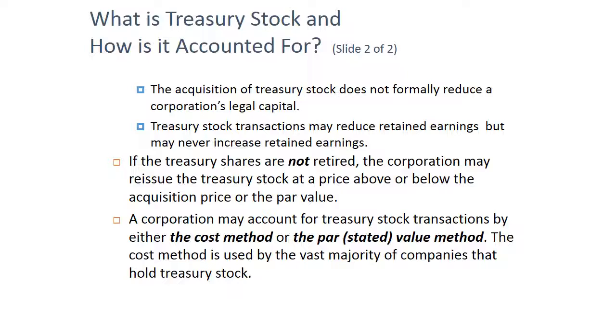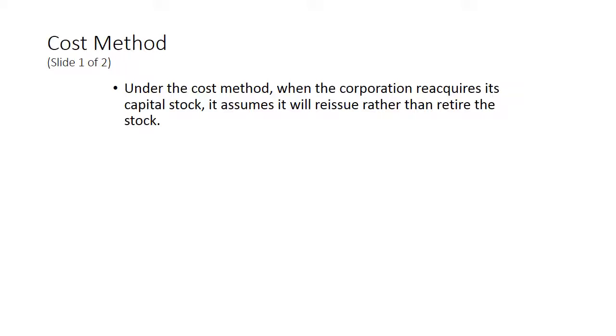A corporation may account for treasury stock transactions by the cost method, and that's what you saw in Accounting 112, or the par or stated value method, which I don't believe is used as much as it once was. The cost method is used by the vast majority of companies that hold treasury stock, so we're going to focus on that. Under the cost method, when the corporation reacquires its capital stock, so when it buys its own common stock back, it assumes it's going to sell it rather than retire it.